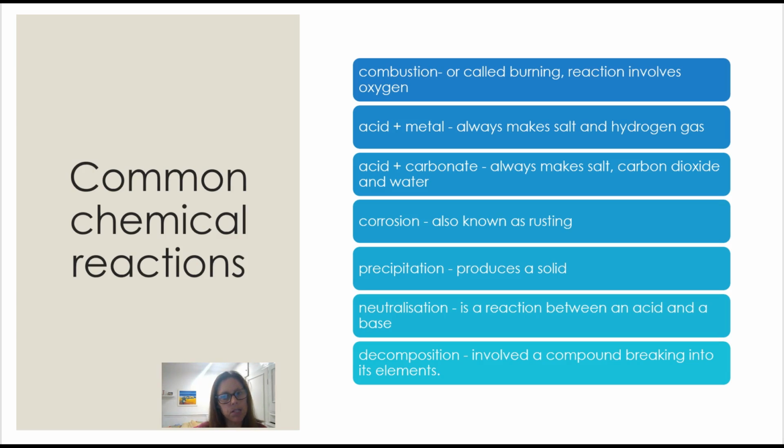So we're going to look at combustion reactions. So that's a type of reaction where we're looking at burning. An acid plus a metal: what happens when acids add to a metal? What are our products in that type of reaction? An acid plus a carbonate, corrosion, precipitation, neutralization, and decomposition. So we're going to have a very short, brief video on each one of these different topics, and in class we're going to use that time to do our experiments. So let's get on to our first one.